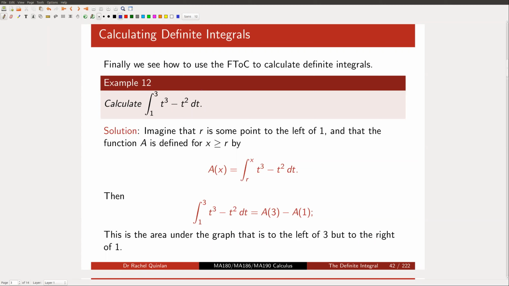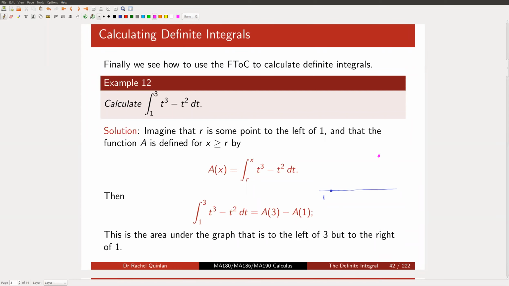So, okay, a quick picture. Our problem is to calculate the area from 1 to 3 of t cubed minus t squared. When t is 1, t cubed minus t squared is 0, so the graph passes through the point 1, 0. When t is 3, t cubed is 27 and t squared is 9, so t cubed minus t squared is 18.